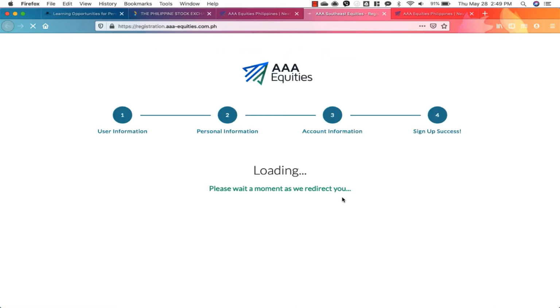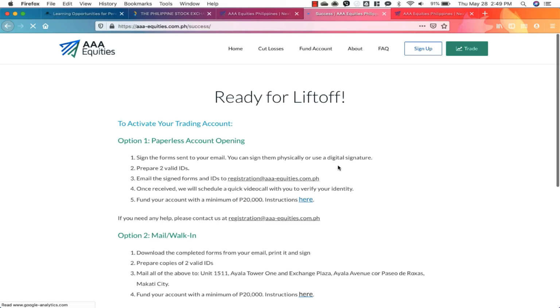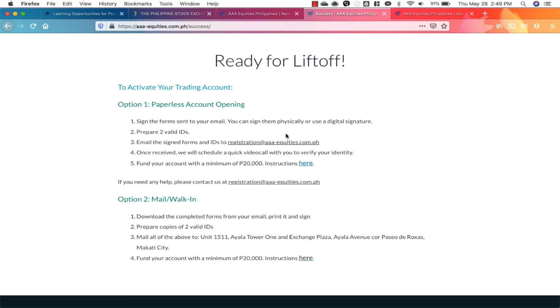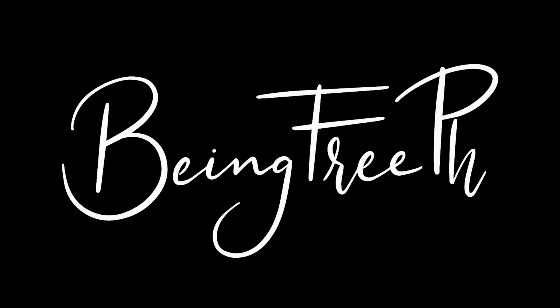After this, it would take maybe a minute or two for all the information that you inputted on steps 2 and 3 to upload on their system. Once they receive that, you'll see there are two options for you to continue or to activate your account. I selected option one, where we received an email from them asking us to sign the paper and return it to them with two valid IDs. That's what I'll be doing now, and I'll inform you how long it usually takes for them to receive it and activate my account.